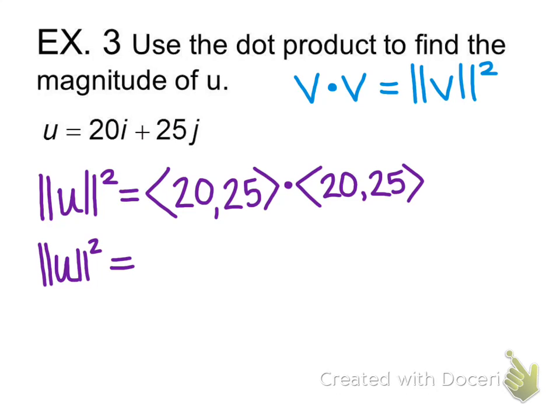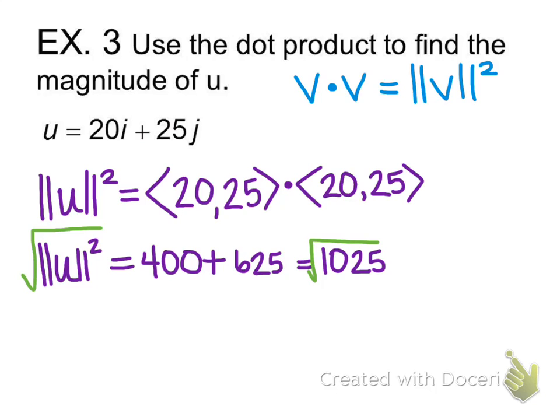So for the magnitude squared, we're going to do the dot product. 20 times 20 is 400, plus 25 times 25 is 625. And when I add those together, I get 1025. So this is the magnitude squared. I need just the magnitude, so I'm going to take the square root of both sides, and I get that the magnitude would then be equal to the square root of 1025.